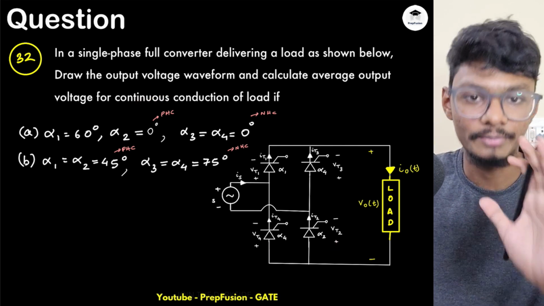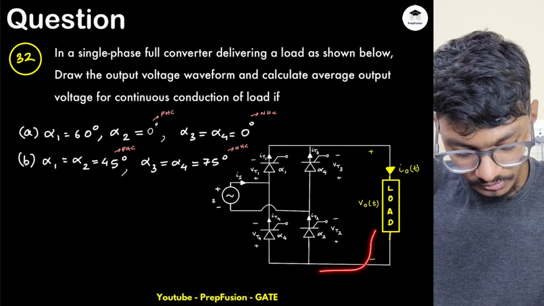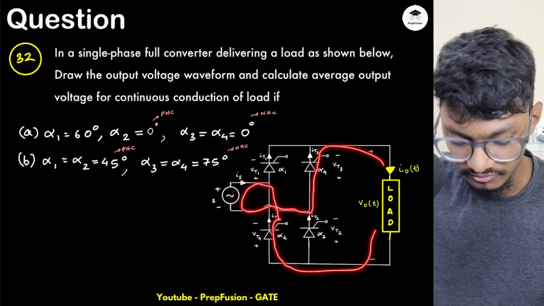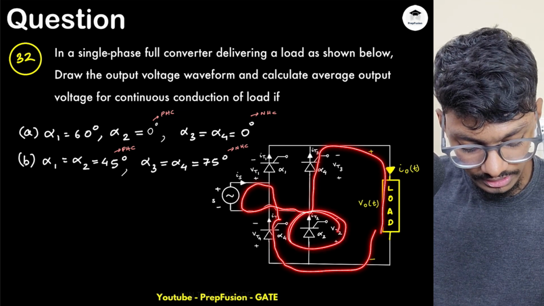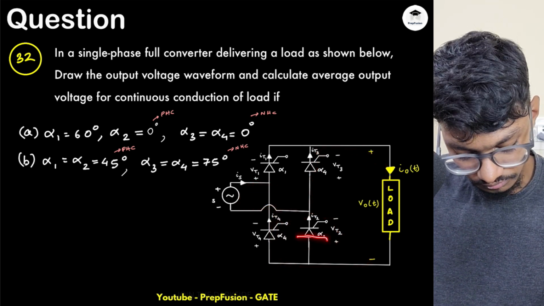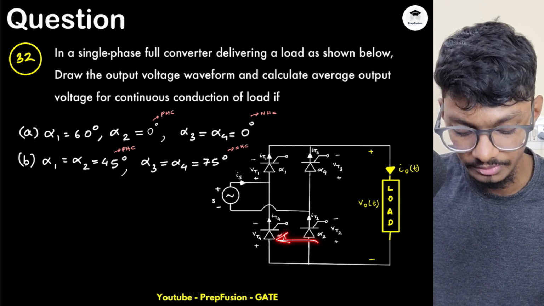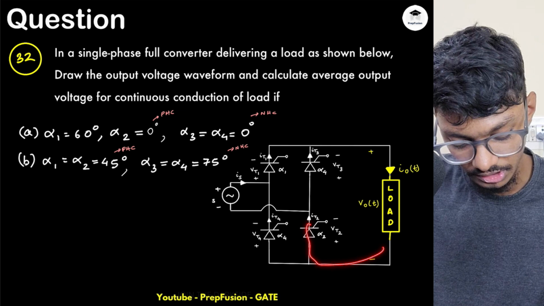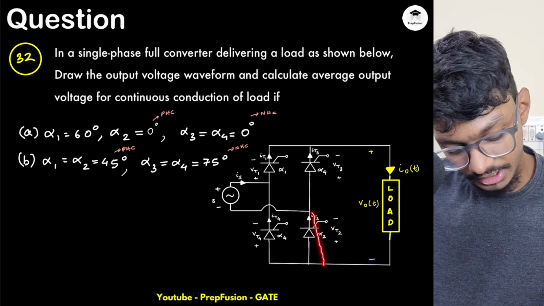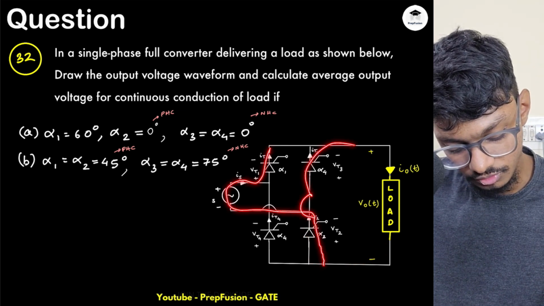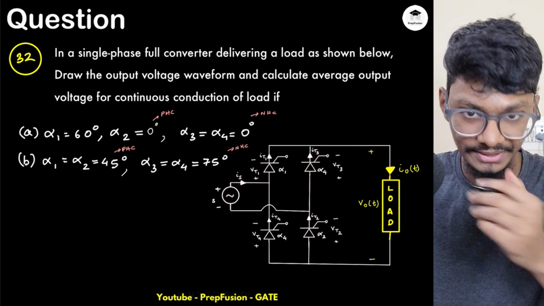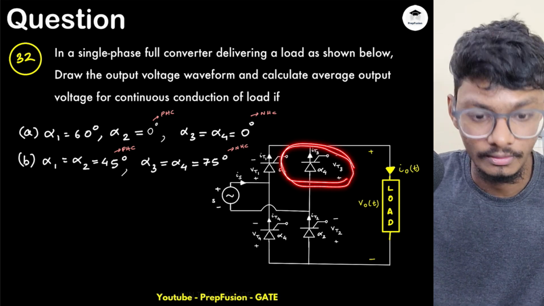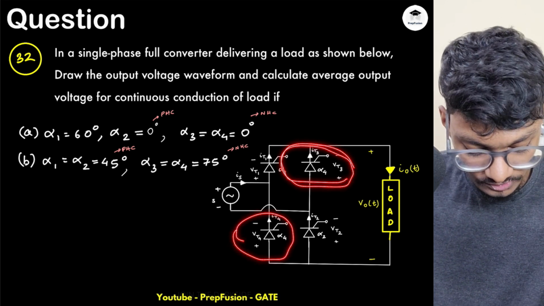So let's assume a path. Let's assume that current is flowing through this. Current can flow through this, but this is also on, right? As this is also on, this will basically naturally commutate this, because current can flow through this as well. So if current flows, it can either flow through here or through here. So what will happen is basically the inductor will try to keep this SCR on. This will be naturally commutated as this one is on, right?